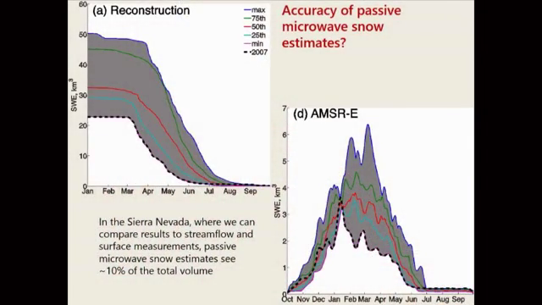Okay, so one of the questions is, do passive microwaves, in fact, give you a reasonable signal of the snowpack in the mountain environment? We've done some of this work in the Sierra, where we've got measurements at the surface to compare with. Jeff, back up. So how do you do these passive microwave measurements?